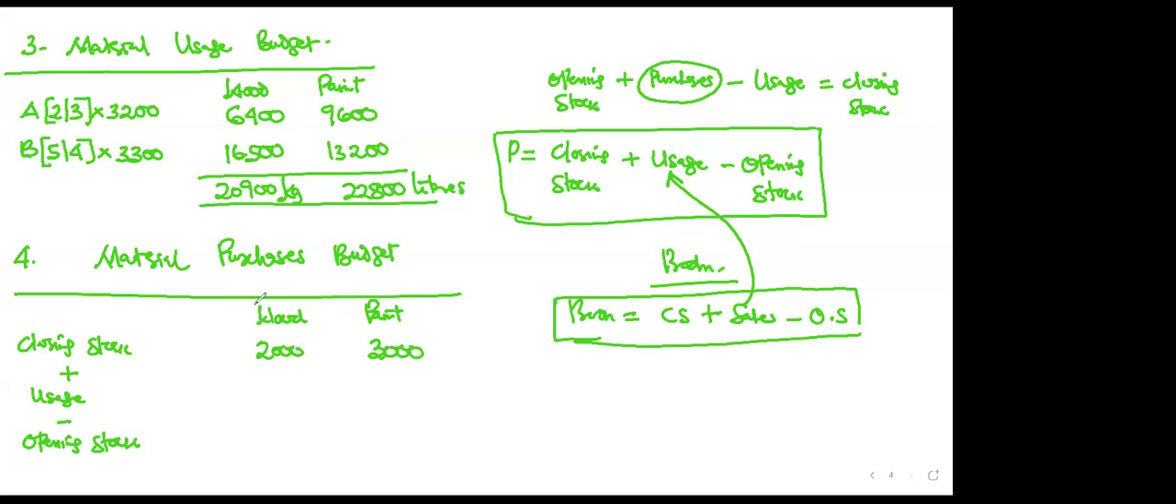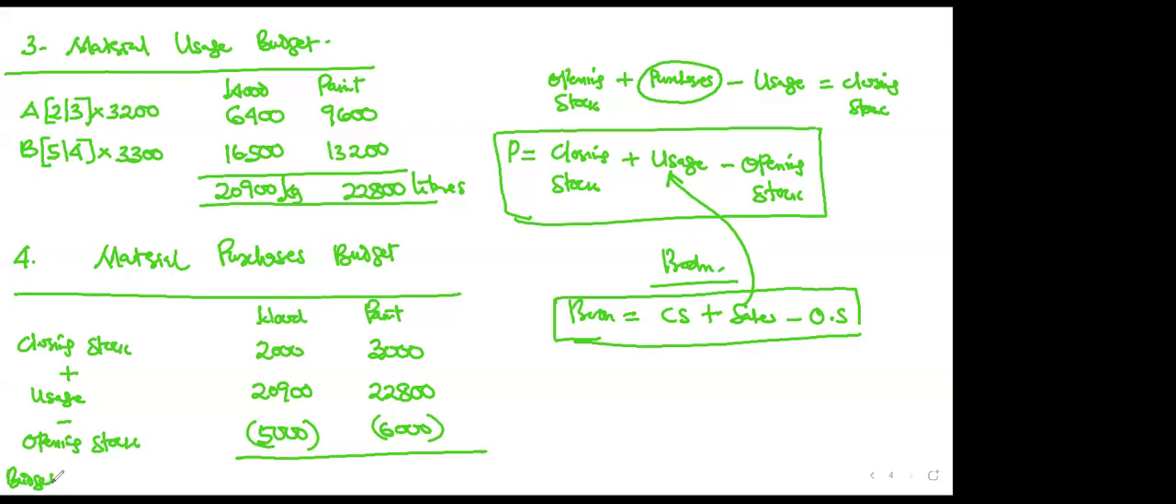Now, usage. Can you tell me where to get the usage? The material usage budget. Excellent. So you put usage here, 20,900, and 22,800. Then you less the opening stock. Let's say the opening stock is 5,000 for this, and 6,000 for this. You take it out. Then it will give you the budgeted purchase quantity.